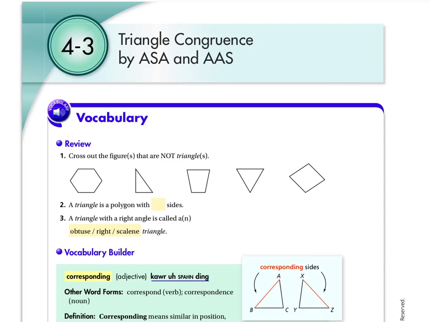Hi, this is Mr. Kinnemer, and today we're going to be talking about Chapter 4, Section 3 in our geometry book, Triangle Congruence by Angle-Side-Angle and Angle-Angle-Side shortcuts.